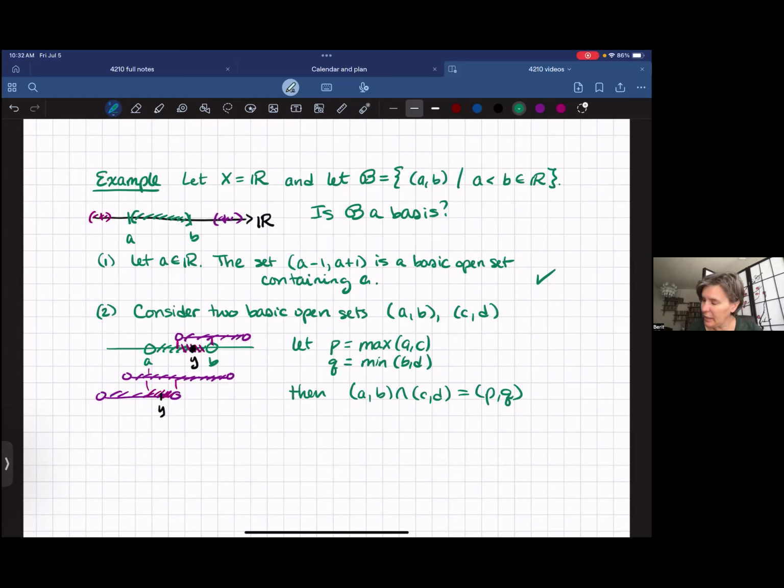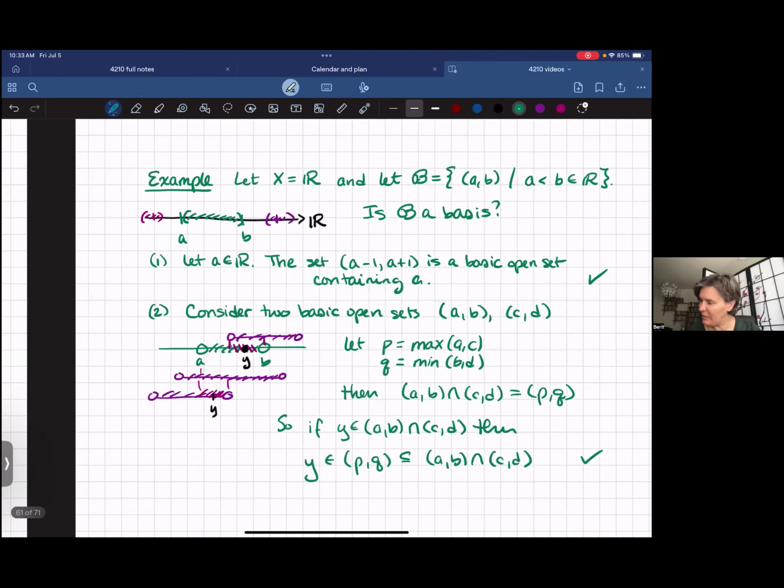And so if Y is in AB intersect CD, then Y is in PQ, which is clearly a subset because it's actually equal. And so that's the second definition of being a basis. Okay. So in this case, we had something that was actually stronger than the basis definition, which was that when I intersect two basis elements, the answer is actually equal to another basis element.